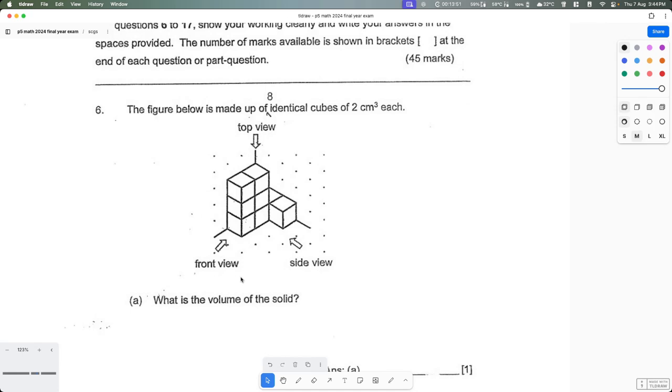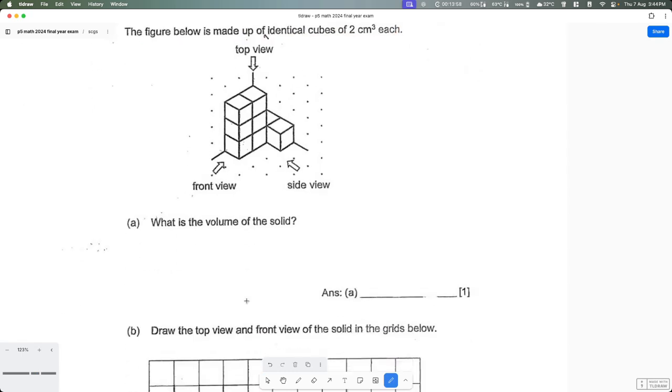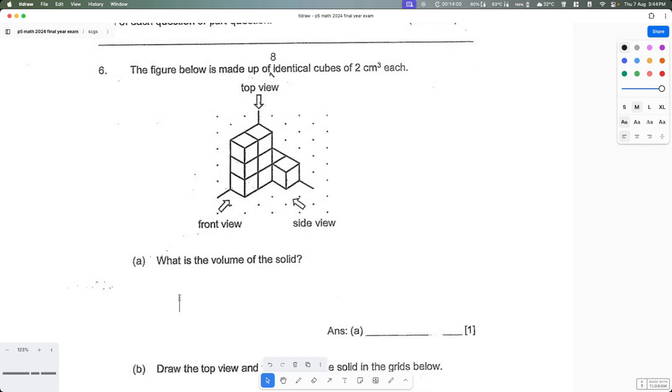Okay, let's move on to question 6. The figure below is made out of 8 identical cubes of 2 centimeters each. What's the volume of the solid? It's pretty straightforward. Volume is equal to 8 times 2, which is 16 centimeters cube. So the answer is 16 centimeters cube.